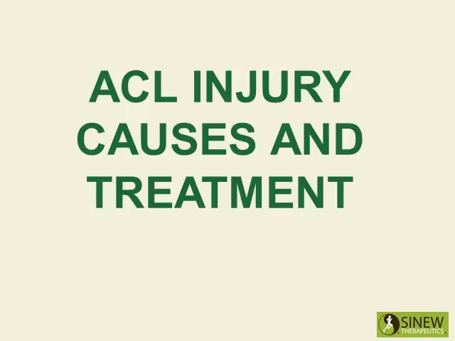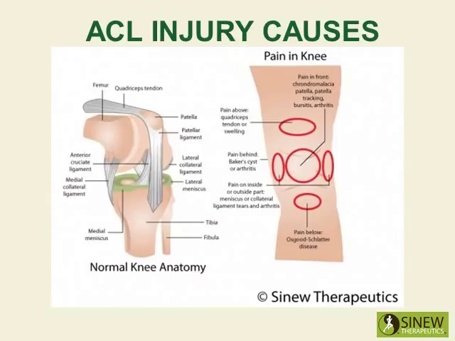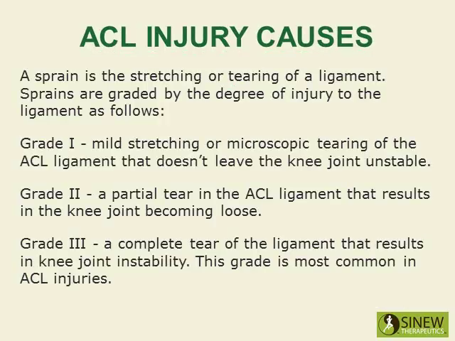ACL injury causes and treatment. An ACL knee injury is actually a torn anterior cruciate ligament. This is medically termed an ACL sprain. It is one of the most common knee injuries, especially among contact sport athletes and athletes participating in high-demand sports. A sprain is the stretching or tearing of a ligament.